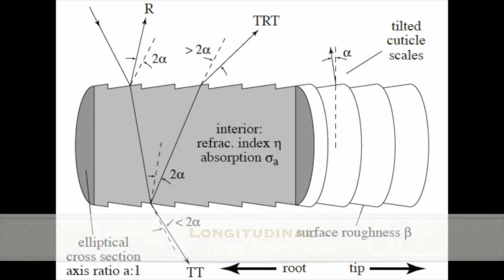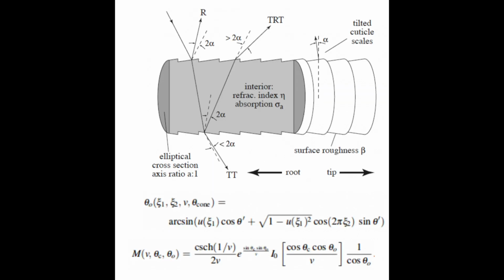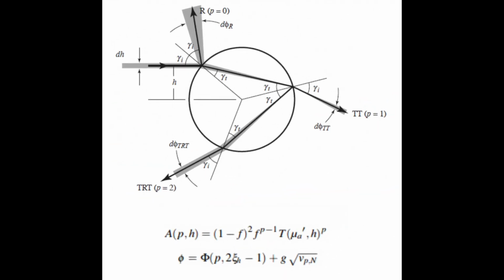To do this, we split it into two angles, longitudinal and azimuthal. Here we can see how the longitudinal angle is affected by the three different types of lobe selection. The equation theta here is used to calculate the outgoing longitudinal angle, and the equation M is used to calculate weights. Here we can see how the three types of lobe selection affect the outgoing azimuthal angle. The equation phi here is used to calculate the outgoing azimuthal angle, and the equation A is used to calculate the weight. Here are rendered images using the Marschner model.